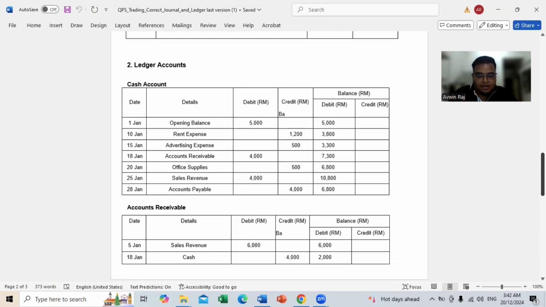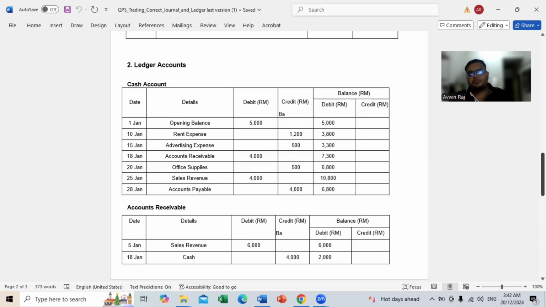For the cash account, there are 7 entries, starting with 1st January opening balance with a debit of 5,000 ringgit, and on the 10th January, rent expenses with a credit of 1,200 ringgit, with a closing balance of debit 3,800 ringgit. How I get 3,800 ringgit is from the opening balance debit 5,000 minus rent expenses credit 1,200, I get 3,800 ringgit.